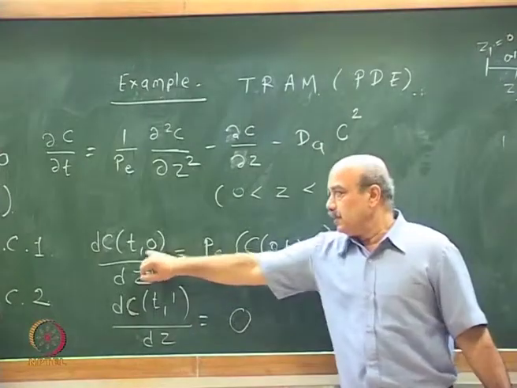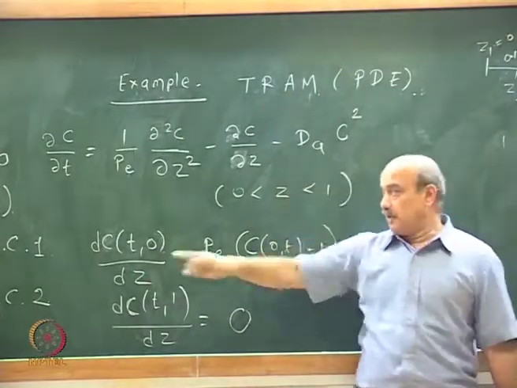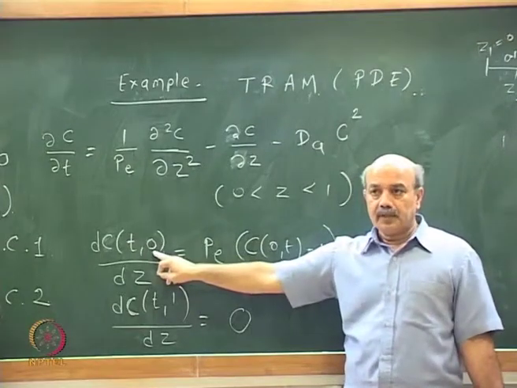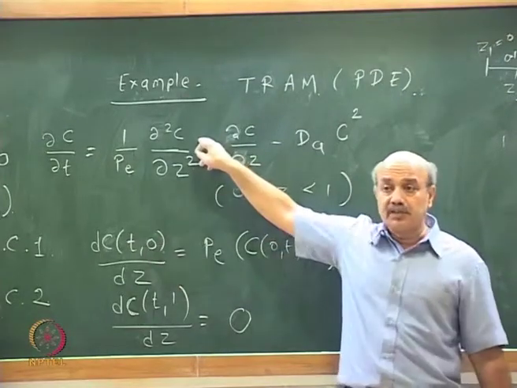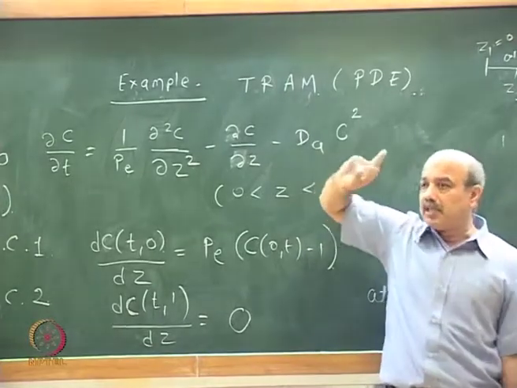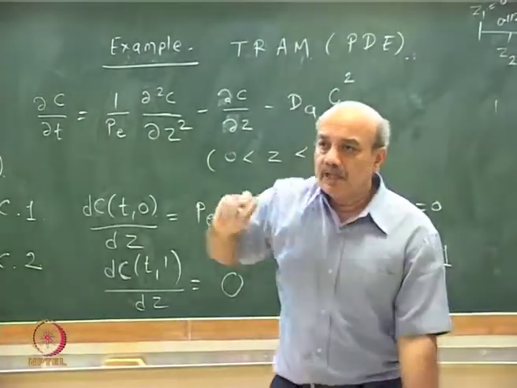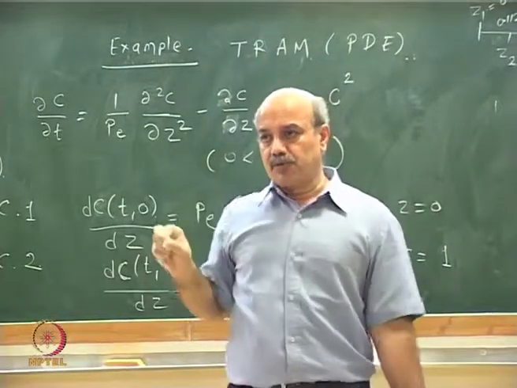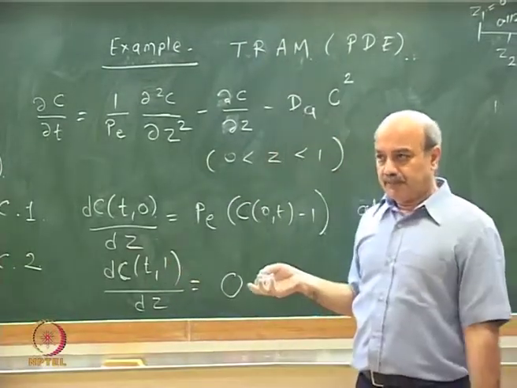So this is Ct. So now there are two attributes to the solution: time and space. This is a partial differential equation. Earlier we were looking at a boundary value problem. There was only one attribute, that is one independent variable, that was space. Now my solution will be time and space.